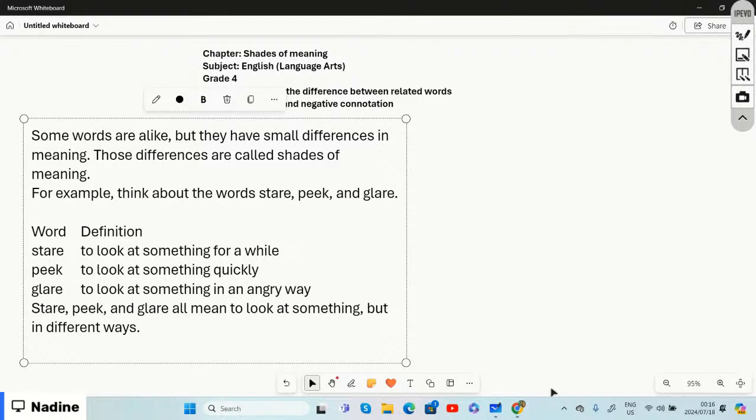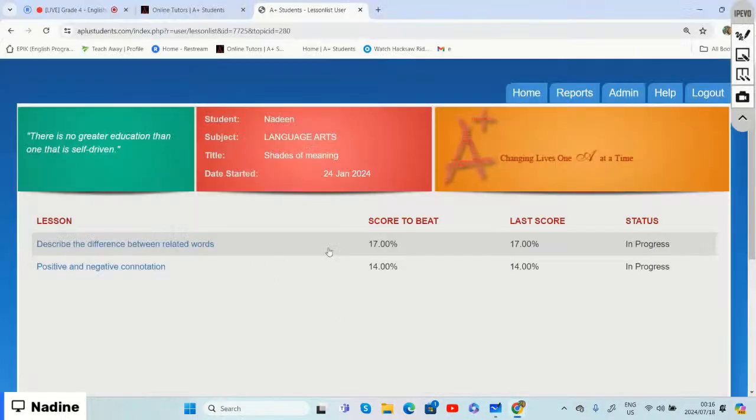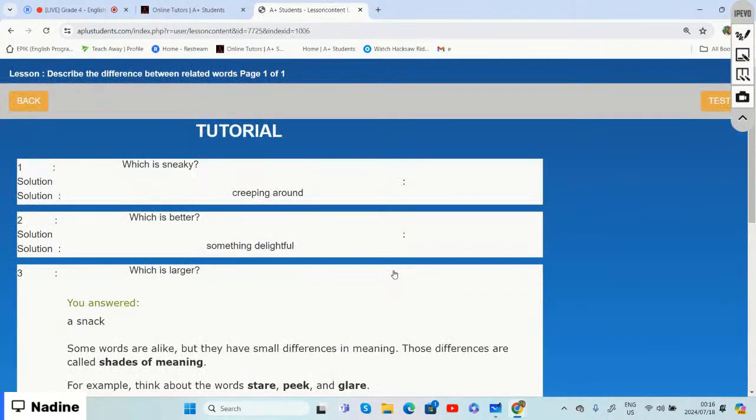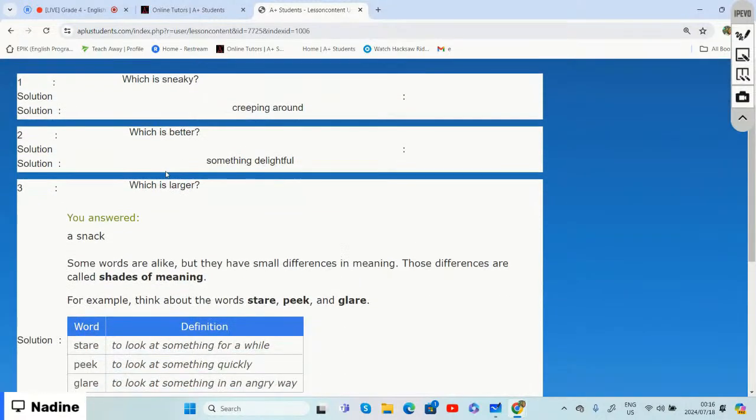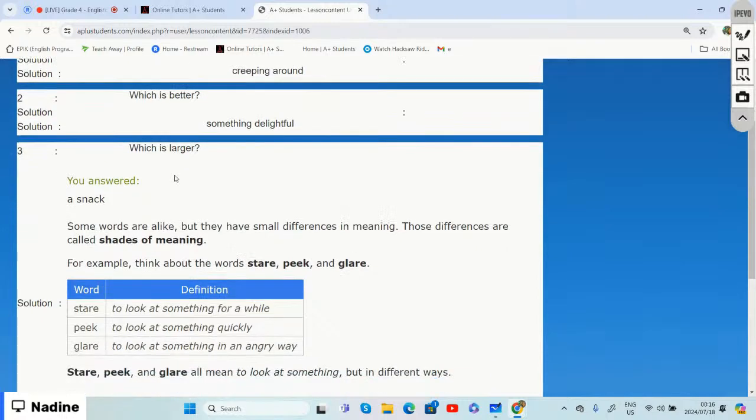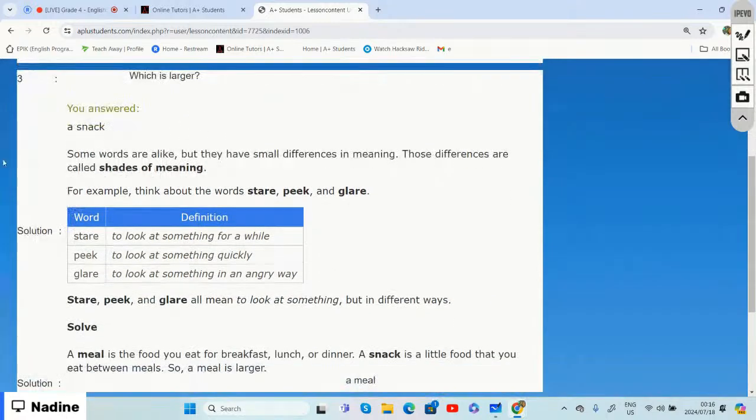All right, so we are going to aplusstudents.ca. We're going to describe the differences between the related words, right? Related words are words that are related to each other, right? And we said some of our words are alike, but there are similar differences within the meaning. And these differences we called shades of meanings, right?